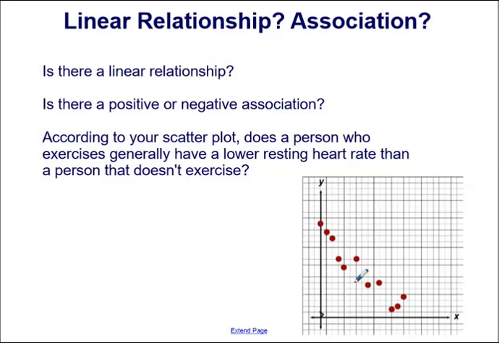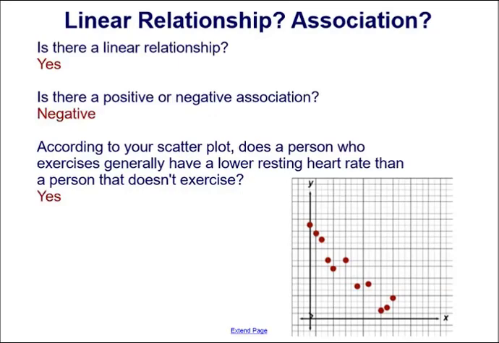And then we can say, according to the scatter plot, does a person who exercises generally have a lower resting heart rate than a person that doesn't exercise? These are questions we're now able to answer using the scatter plot. And our answer will be that, yes, this is a linear relationship. We can imagine a line that goes through most of the data points, or most of the data points are around, surrounding, or very close to that line.